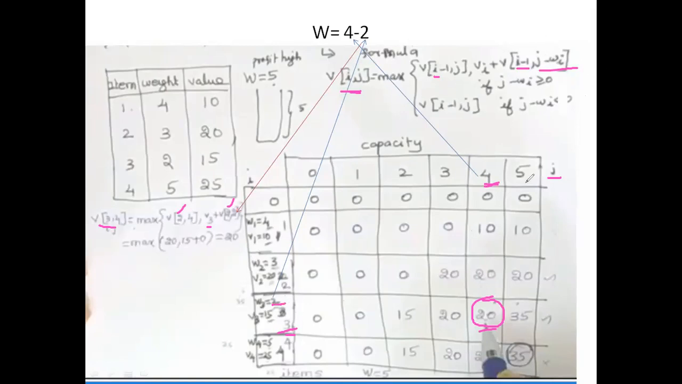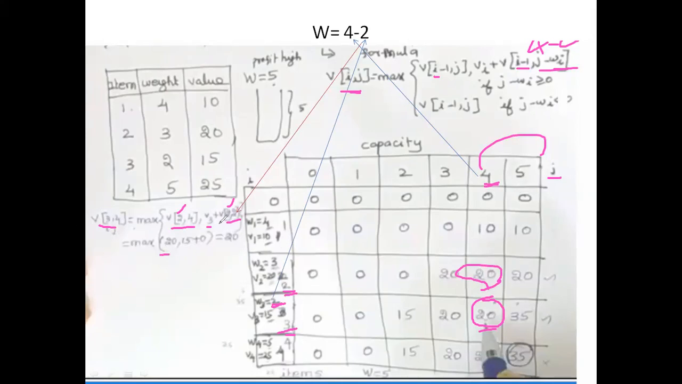J is 4. 4 minus weight of I. So weight of I is 2. So 4 minus 2, 2. So 2, 2. Okay. So what is 2, 4? So 2, 4 is 20. Yes. From the table you find it because it is already found. So 2, 4 is 20, right?